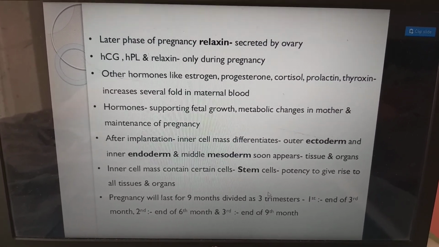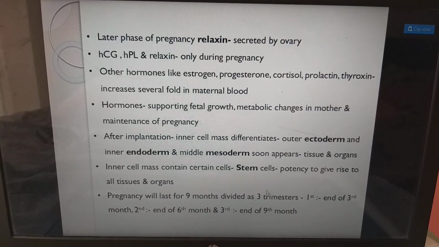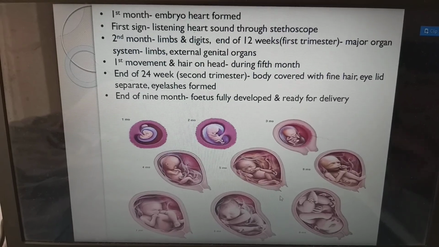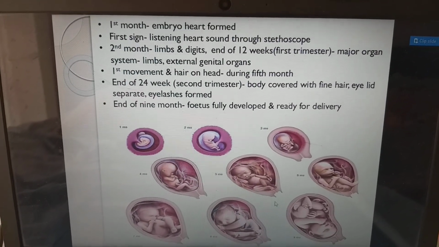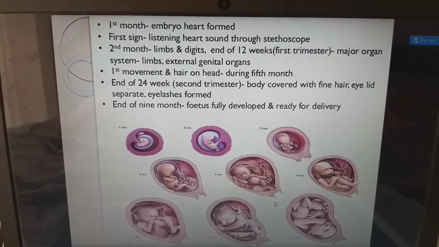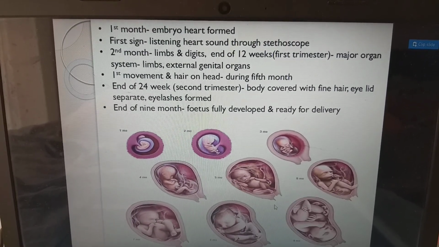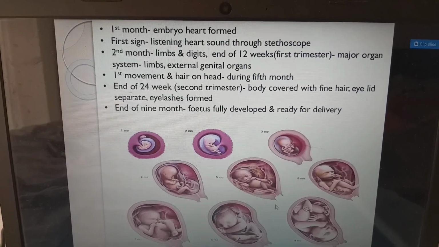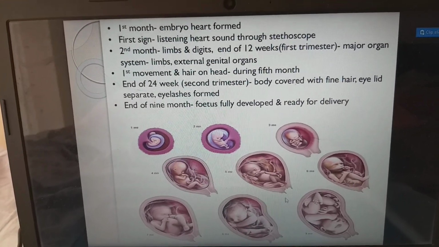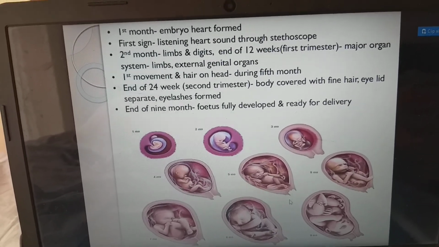Pregnancy lasts for 9 months, which is divided into 3 trimesters. First trimester, end of the third month. Second trimester, end of the sixth month. And third trimester, end of the ninth month. In the first month, the embryo's heart is formed. The first sign is listening to the heart sound through a stethoscope. In the second month, limbs and digits form, and by the end of the 12th week, the first trimester, major organ systems, limbs, and external genital organs will be developed. First movement and hair on the head appear during the 5th month. By the end of the 24th week, the second trimester, the body is covered with fine hair, and eyelids and separate eyelashes are formed. At the end of the 9th month, the fetus is fully developed and ready for delivery.